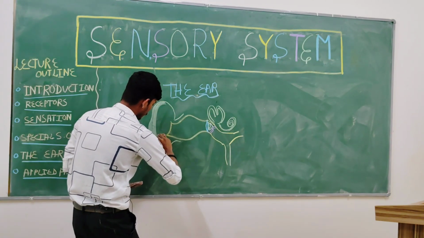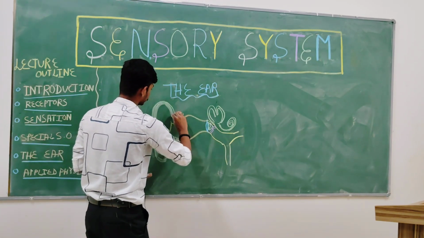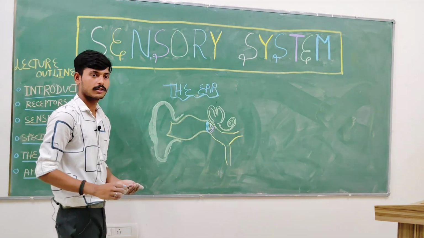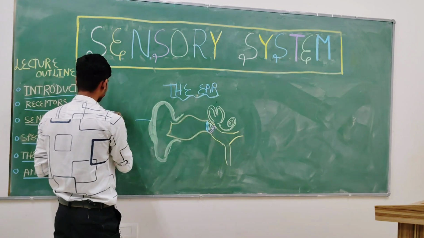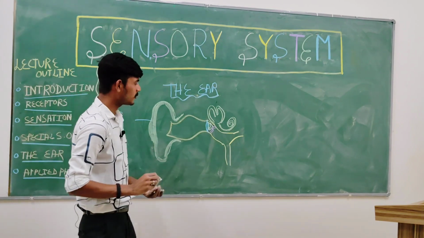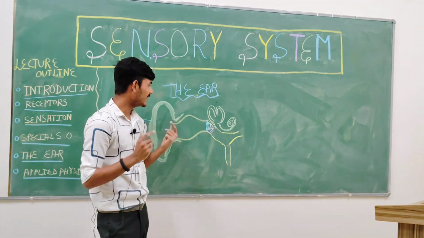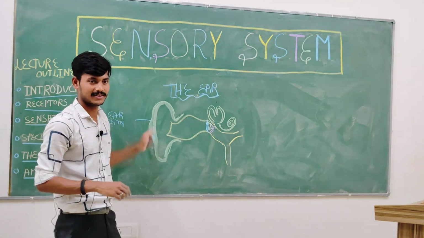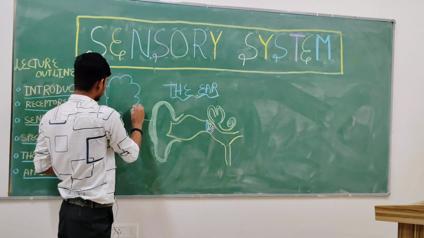See, this part of the ear is called the pinna or auricle. This is your ear pinna. Have you seen someone who is able to move their auricle? The ear pinna is mainly made up of fibrous cartilage.